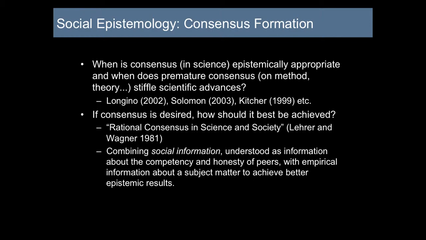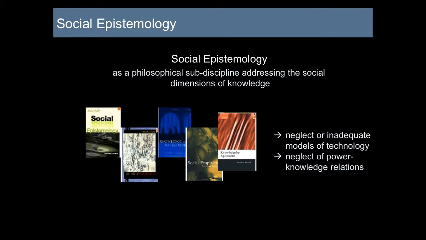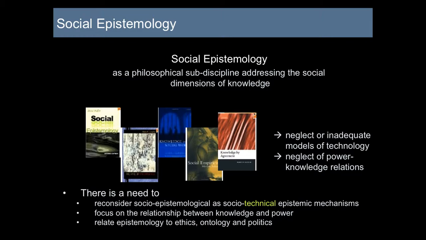So if we want to summarize this very brief introduction into social epistemology, we can say, at least that is my claim, that within social epistemology there's either complete neglect of technology or very inadequate models of technology. Moreover, what is also often neglected is the power, the relationships between power and knowledge. My claim is, what we need is to reconsider socio-epistemological mechanisms, such as the ones described before, now as socio-technical epistemic mechanisms. The focus should always also be on the relationship between knowledge and power, and there's a need to relate epistemology to ethics, ontology, and politics.